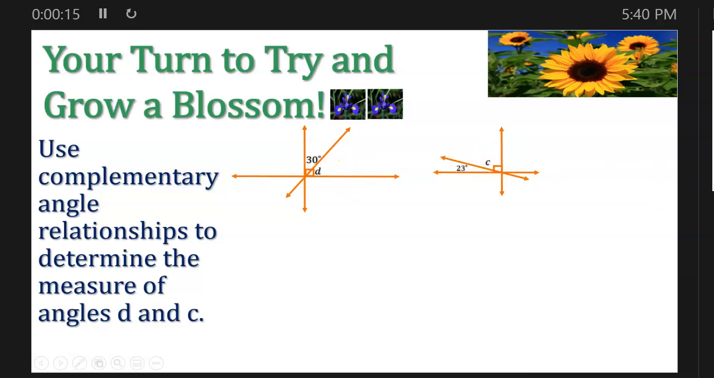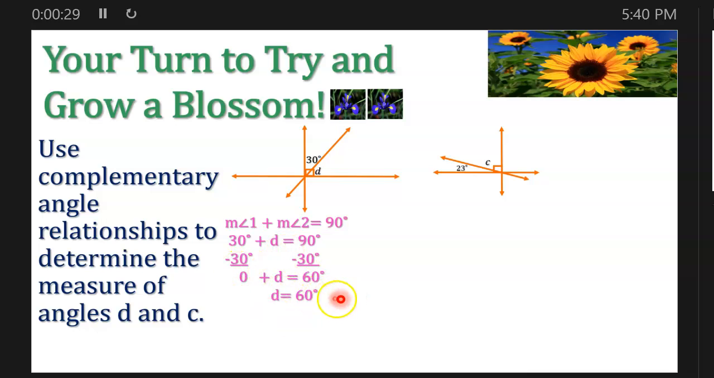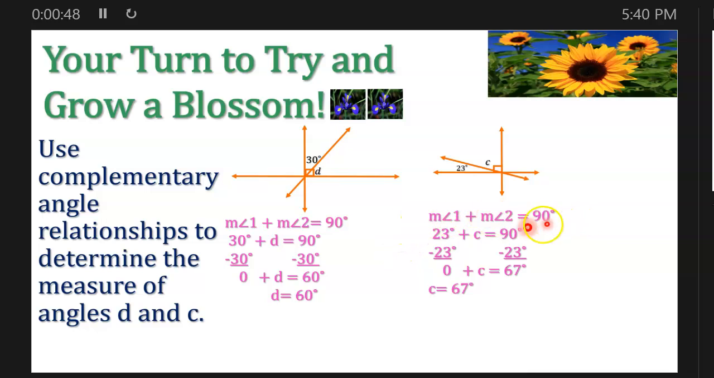1, 2, 3. All right, so here we have 30 and D, and we know that it's a right angle. So we're going to add those together, make them equal to 90, subtract our 30 from both sides. D is 60. A lot of you probably did that one in your head, but remember, sometimes you're asked to show your work and show how you came up with that answer. So this is a way to do that mathematically, is to set up that equation. For the second one, add the two angles together, make them equal to 90, subtract your 23 from both sides, and you end up with C equaling 67.